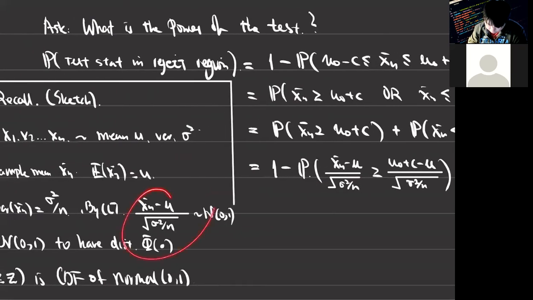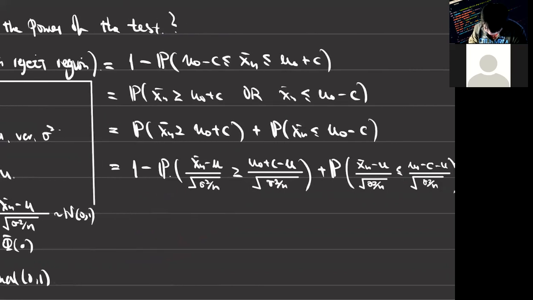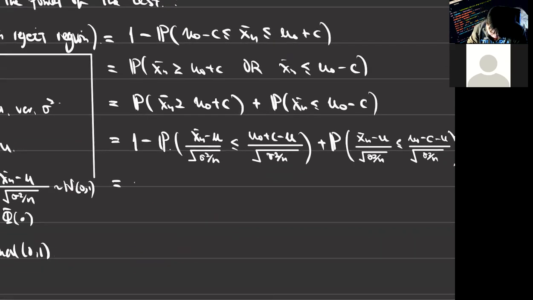Because we derive here, normal 0, 1. So we're allowed to essentially use phi to rewrite this formula. I am making a small mistake here. That is going to be minus less than or equal. So now we're good to go. What we have left is essentially to replace this with phi.